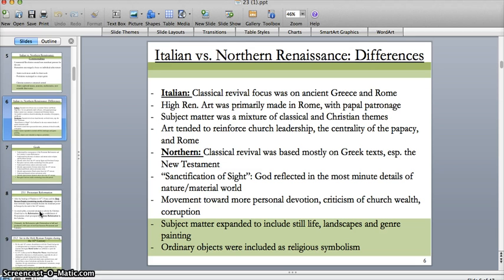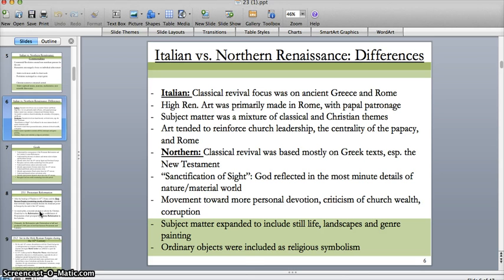In Italian Renaissance, you see papal patronage. Popes are kind of controlling things. They're commissioning the artwork. In the Italian Renaissance, the subject matter was a mixture of classical and Christian themes, and art tended to reinforce church leadership, the centrality of the papacy, and Rome. In Northern Renaissance, you see a lot more intensely detailed work, which makes sense because we're in an area where artists like Jan van Eyck were from and were working. And if you think about all the intense detail that he included in his work, that's carrying over to a lot of these artists that we're studying now.